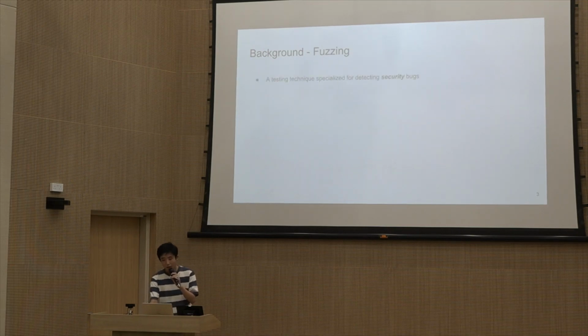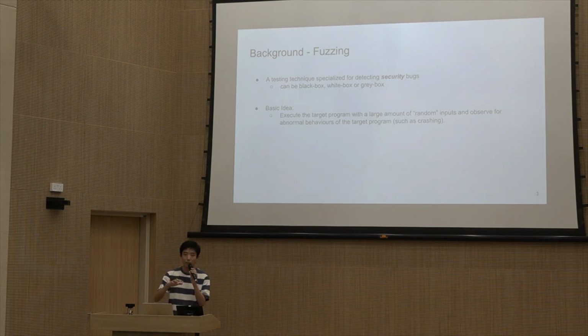As I just introduced, fuzzing is a testing technique specialized for detecting security bugs, and it could be either black box, white box, or gray box. The basic idea of fuzzing is to execute the target program with a large amount of randomly generated inputs. Because we are executing the program, we can observe abnormal behaviors of the program, such as crashes. If the program crashes, it means we found a bug.